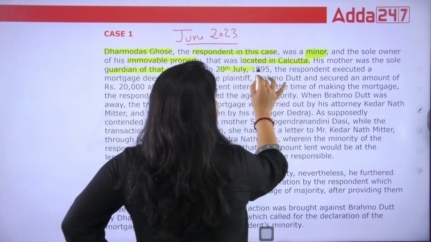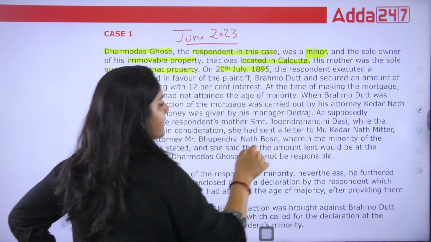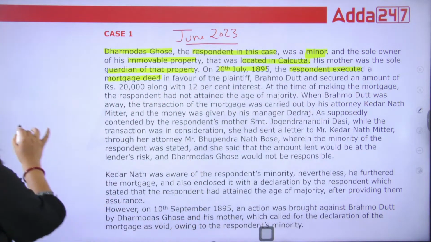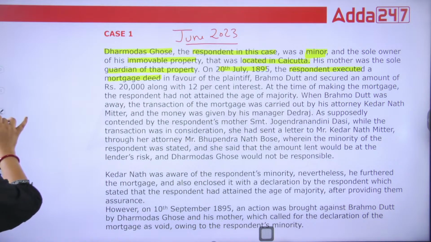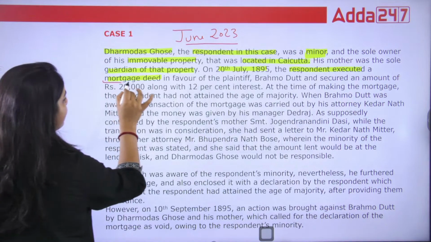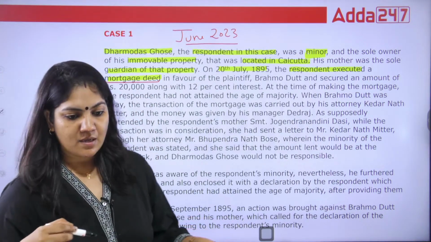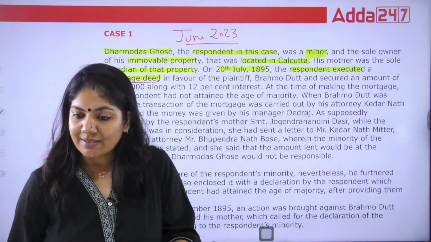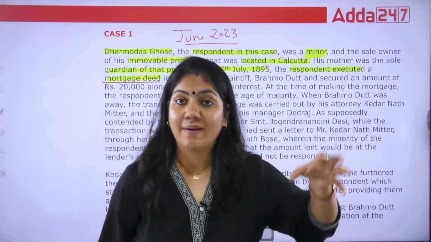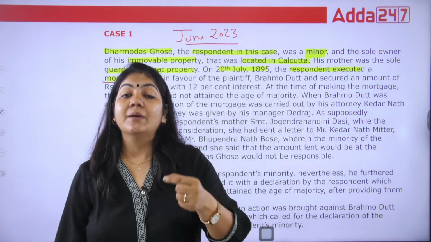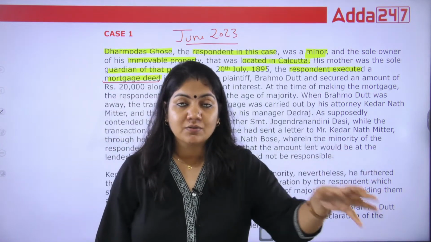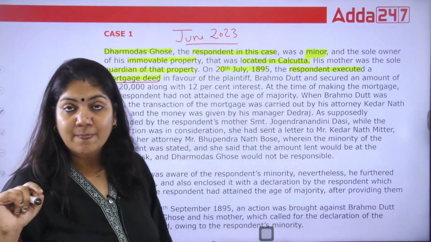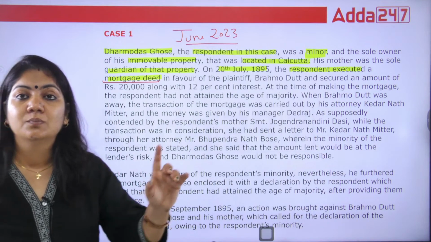On July 20, 1895, the respondent executed a mortgage deed. What is a mortgage deed, class? Suppose Nikita ma'am is taking 15 lakh rupees from the bank, so in that case I have to give an immovable property as security. That immovable property given as security is known as a mortgage. So in a mortgage, there must be a mortgage deed.